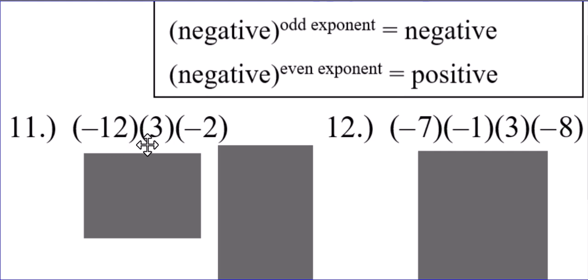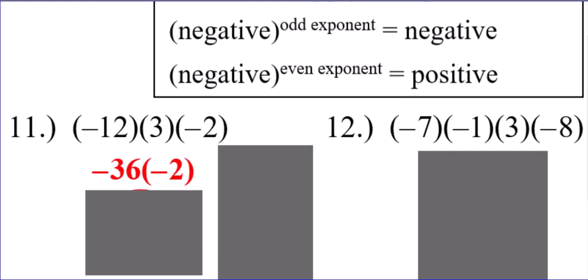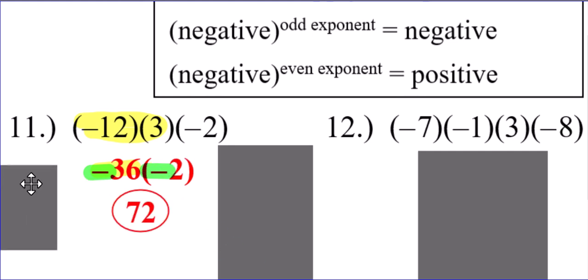A negative times a positive, different signs, gives me negative 36. Now notice I only am doing 2 numbers at a time. And then I'll bring down the negative 2. And now I have a negative times a negative. They are the same sign. So that's going to give me a positive 72.